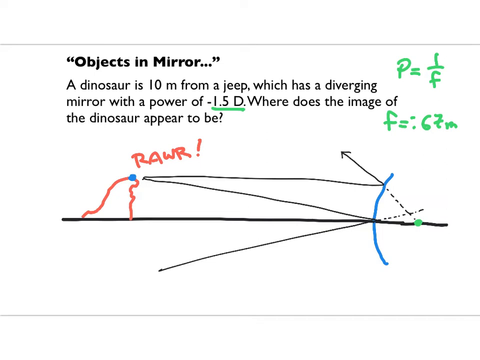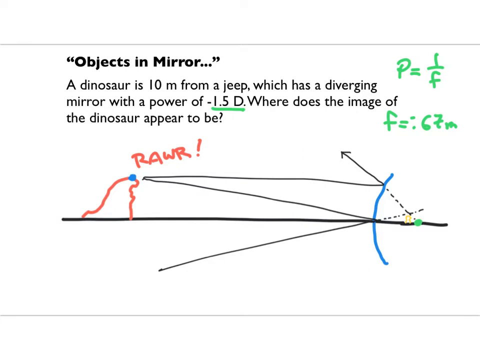So I'm seeing, holy moly, I'm expecting a teeny weeny little dinosaur right here. It's going to be really, really small. And the distance from the mirror is going to be almost the focal distance. It's going to be very, very close to the focal point, is what I'm expecting. So that's what my ray diagram shows me.